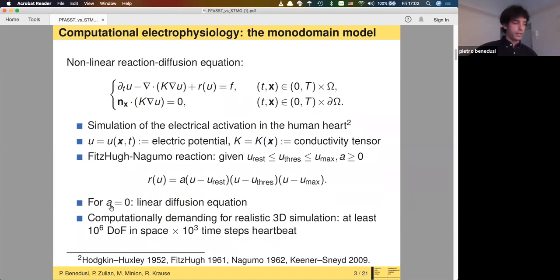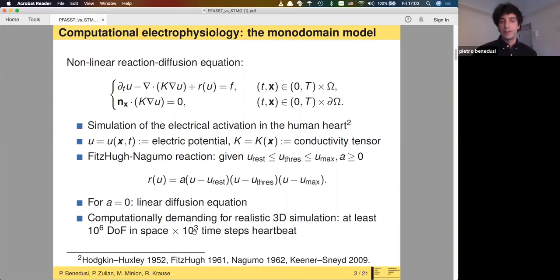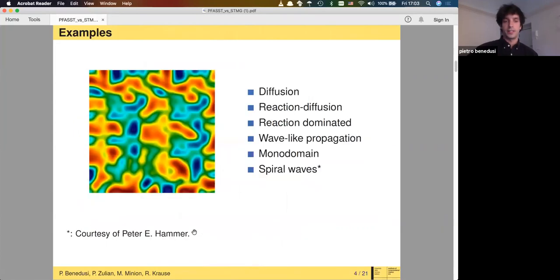For A equals zero, you get the standard linear diffusion equation. We will look at this one as well, of course. If you want a realistic 3D simulation of a monodomain model, it can become very expensive computationally, as you have to use at least 1 million degrees of freedom in space to resolve your heart mesh, and at least thousands of time steps per heartbeat. So this can very easily become billions of unknowns, and of course this needs a lot of parallelization.